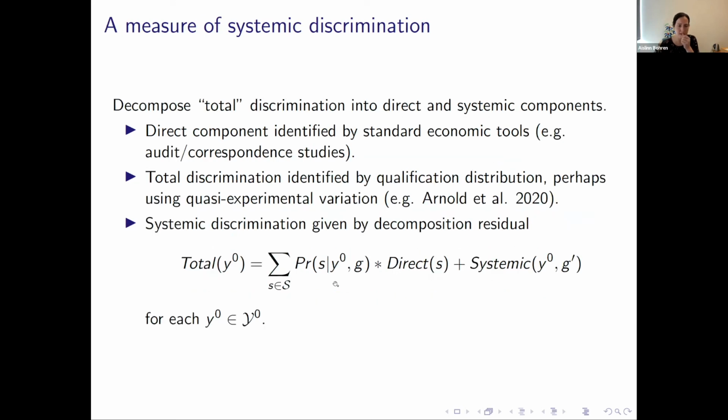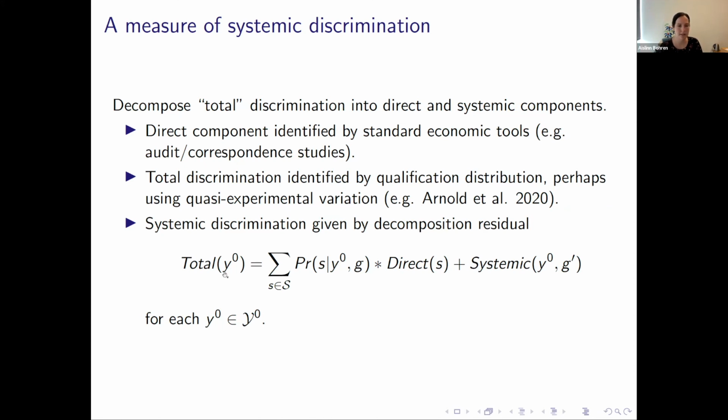All right, so what we do is we propose a way to measure systemic discrimination by decomposing total discrimination into a direct and a systemic component. Direct discrimination can be identified by standard economic tools such as audit or correspondence studies. Total discrimination can be identified by the qualification distribution, as in recent work by Arnold, Dobbie, and Yang, looking at discrimination in a criminal justice setting. And we show that systemic discrimination can essentially be found as the residual in this decomposition.